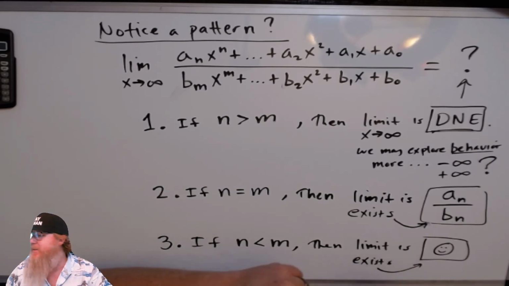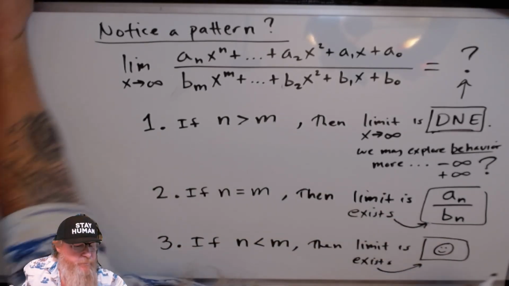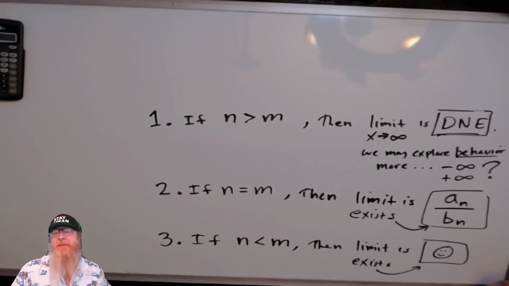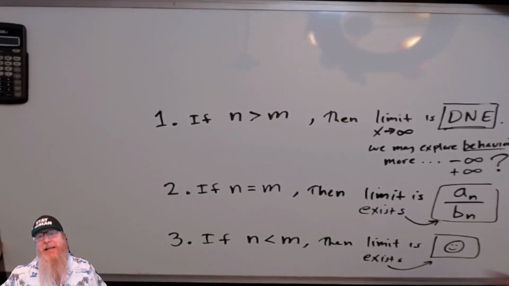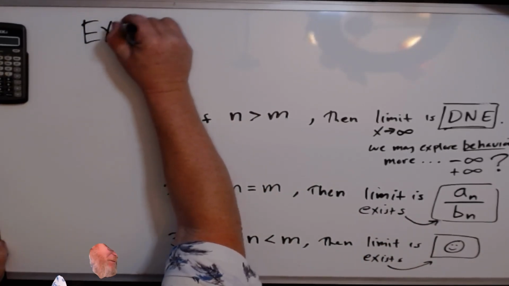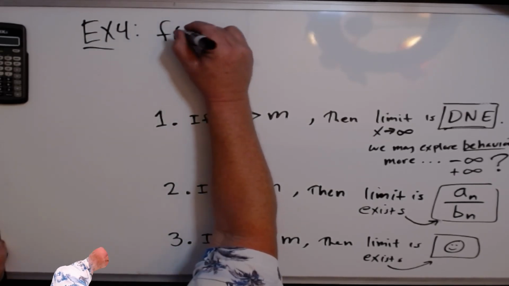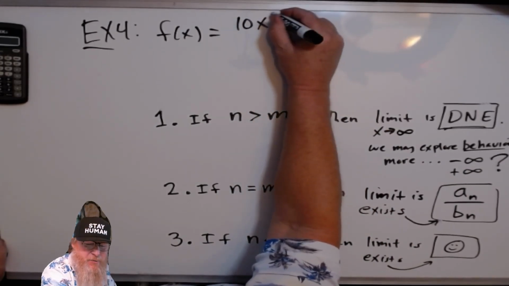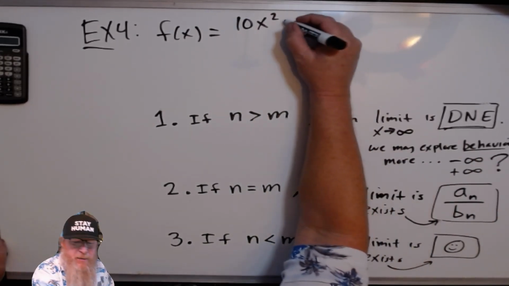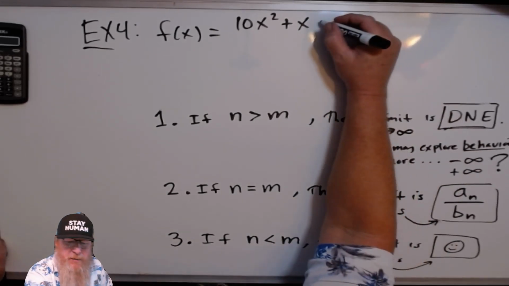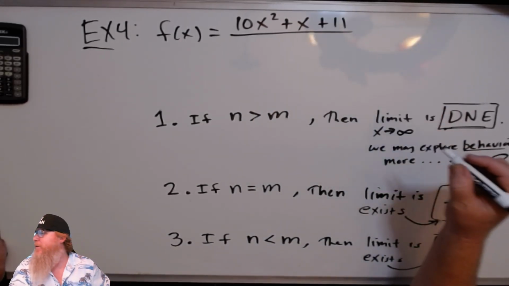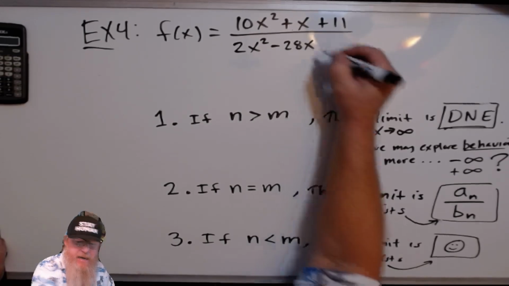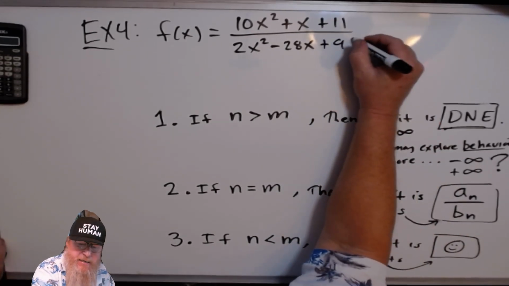That means we could fly through this part of the example. I'm doing that because there's going to be a lot more work that I don't necessarily want to fly through, but I would like us to be able to fly through this one. So 10x squared plus x plus 11 over 2x squared minus 28x plus 98.